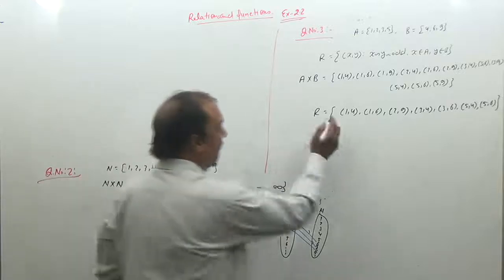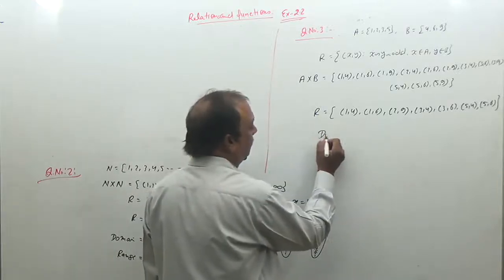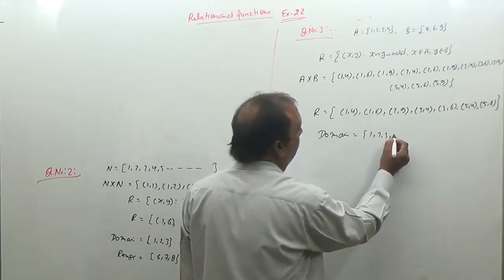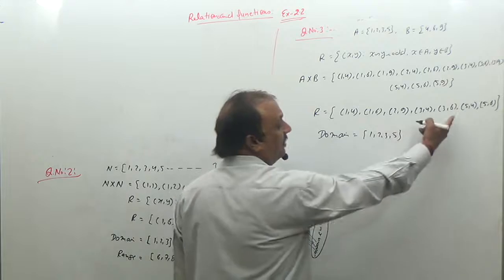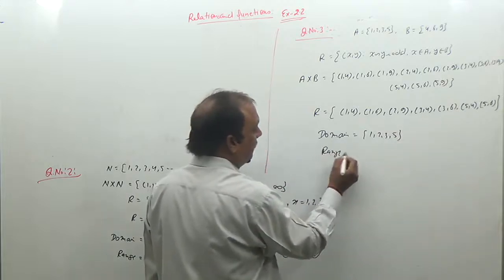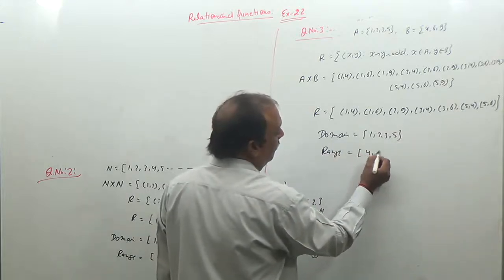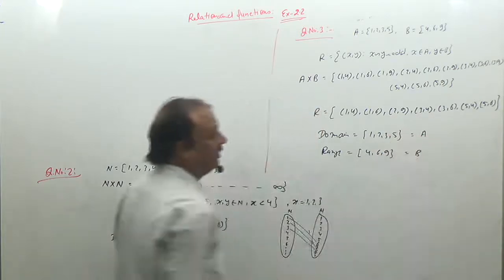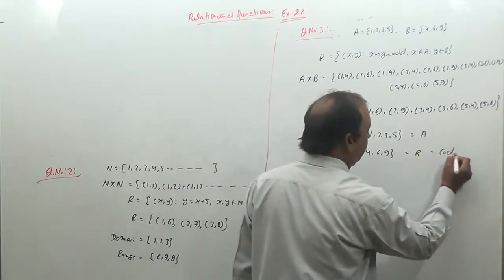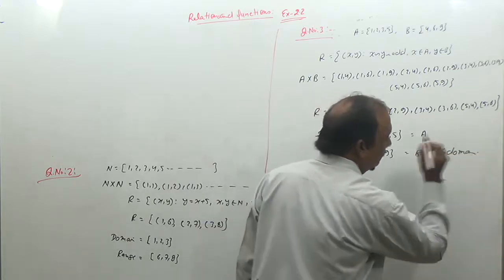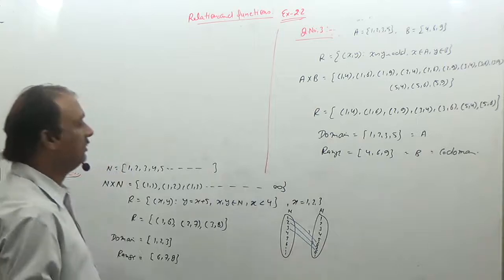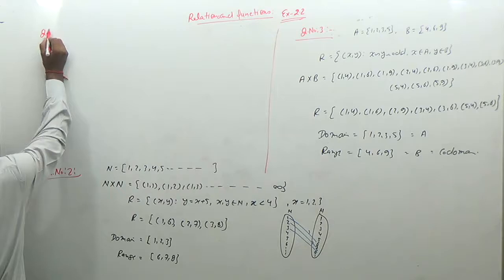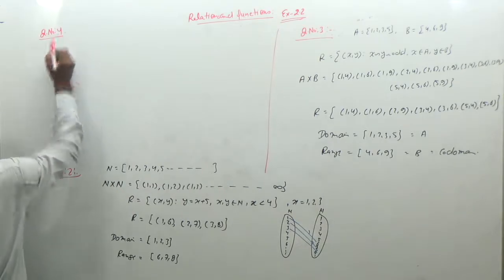In proceeding with this question, we can also very easily find out the domain. The domain is 1, 2, 3 and 5, the first element of each ordered pair, and the range is 4, 6 and 9. So the domain is A and the range is B, and this is also called codomain. So this is question number 3. Next is question number 4.